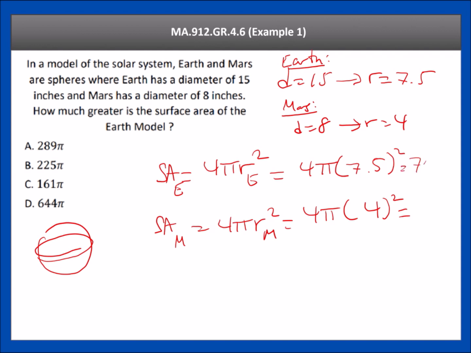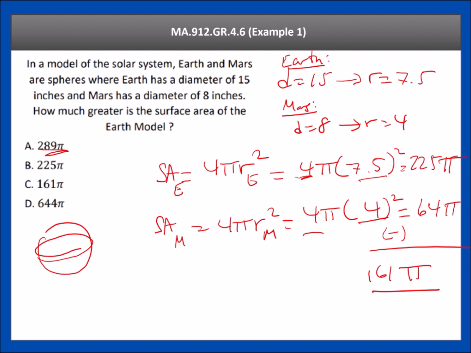We want it in terms of pi, so I'm not going to plug in 3.14 for pi. I'm just going to leave pi off to the side. I'm going to multiply 4 times 7.5 squared. If I do that, I get 225 pi for the surface area of the Earth model. And then this is 16 times 4, so that's 64 pi. Then we subtract them because we want to see how much greater the surface area is. So 225 minus 64 is 161, and then pi.